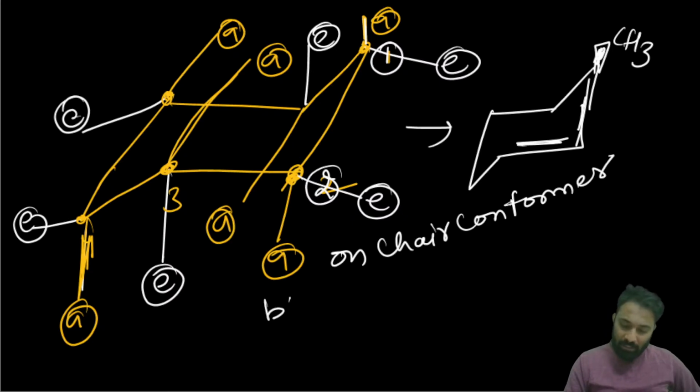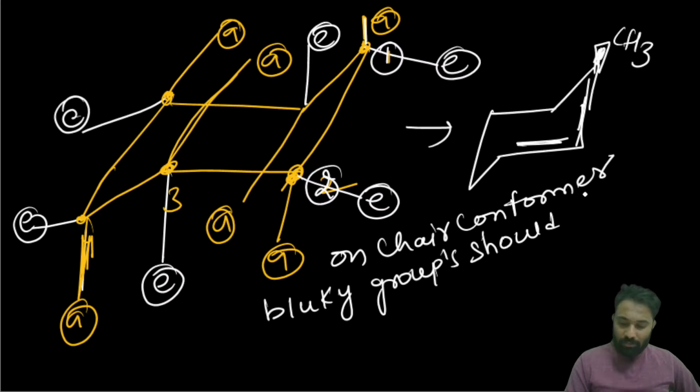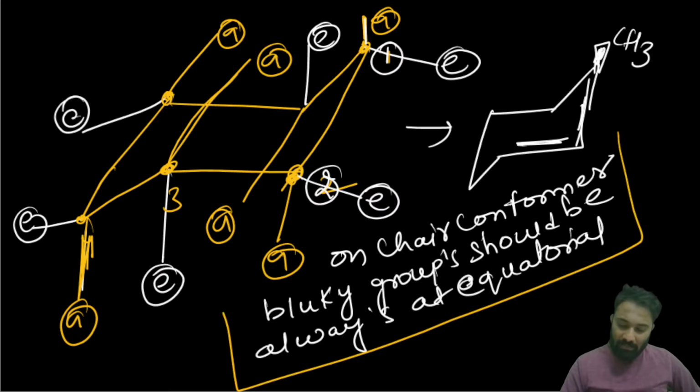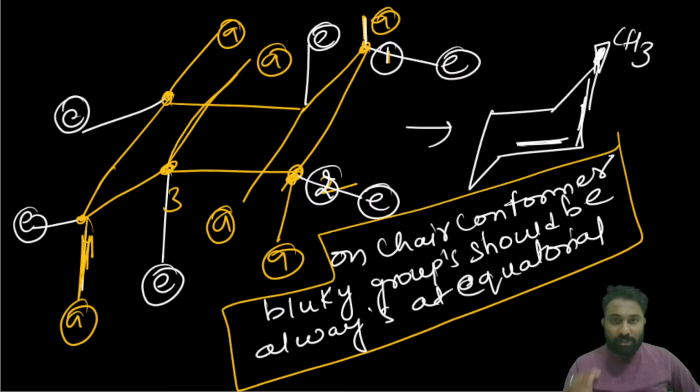Now bulky groups should always be at equatorial position. If there are any bulky groups, they should always be equatorial. The chair conformer with bulky groups in equatorial is more stable. Okay? On chair conformer, bulky group should be always at equatorial.